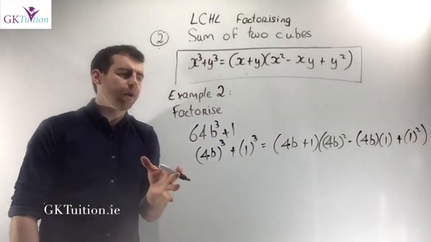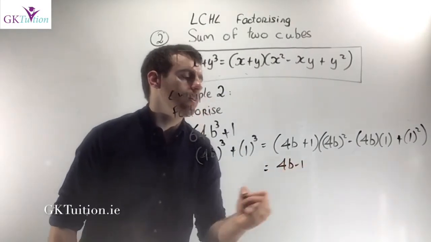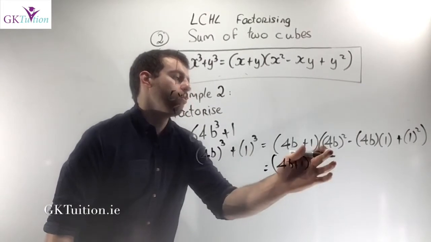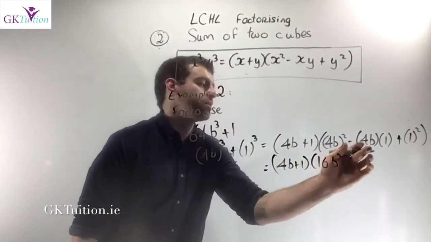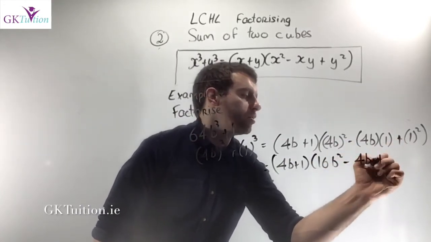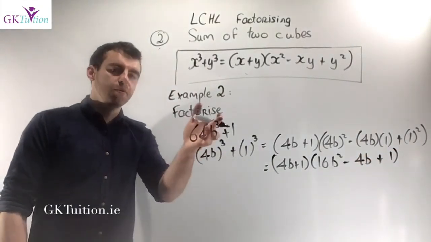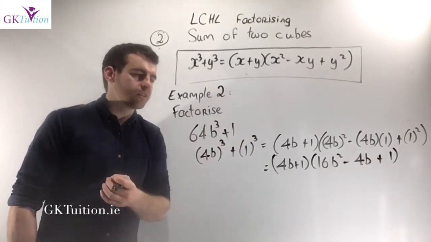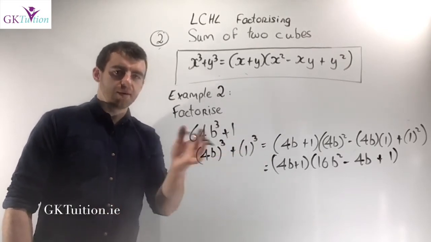Now in order to get the full marks, I need to just simplify the second bracket a little bit. The first bracket I'll leave exactly as it is, just 4b plus 1. 4b times 4b gives me 16b squared. Minus 4b by 1 just gives me minus 4b, while 1 squared just gives me 1. And that's your final answer for the factors of 64b cubed plus 1. Always be on the lookout to see if you should factorise any further, but there's no need for us to factorise any further here, so that's my answer for example 2.